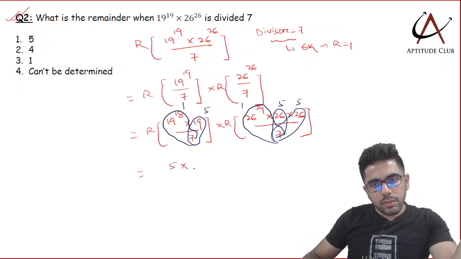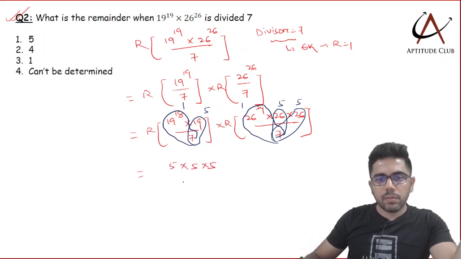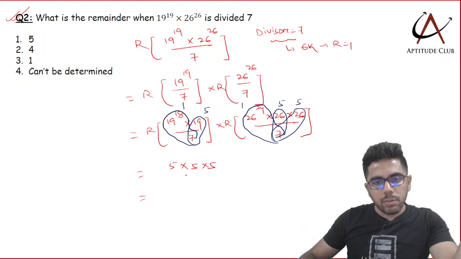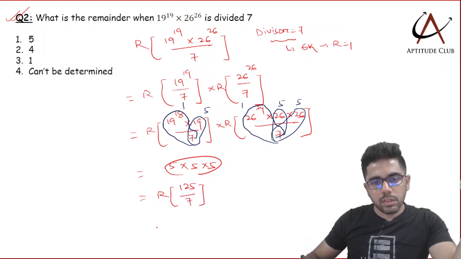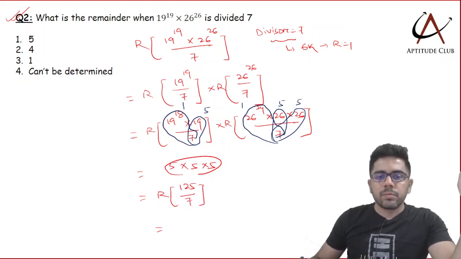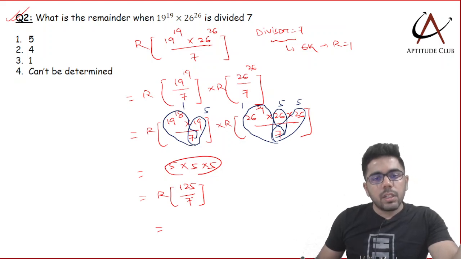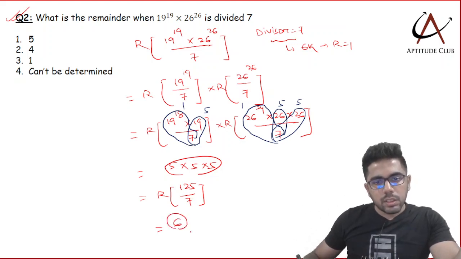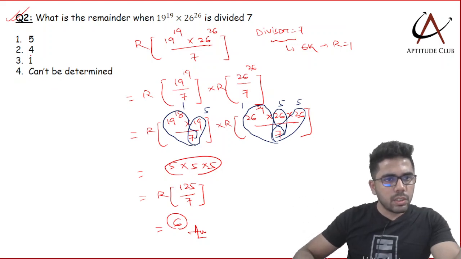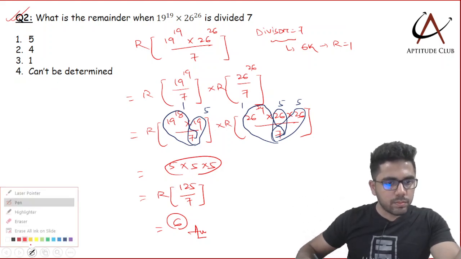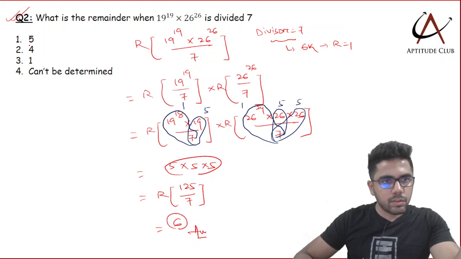So I get 5 into 5 into 5. 5 has come three times, which is 125. 125 cannot be the remainder. Remainder has to be less than the divisor. So again divide by 7. So how much does it come to? 17 sevens are 119. So I think the answer will be 6. I think the options have gone wrong, this will be 6. I hope we did all the calculations right, so this will be 6.